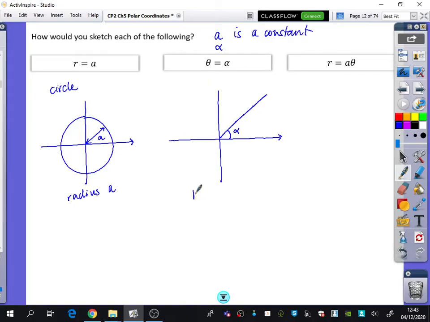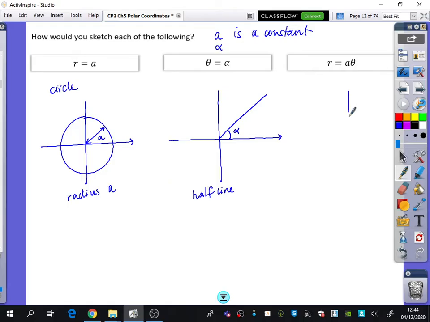So this one is just going to be a half line, and it's going to have an argument or an angle of alpha, and it's just coming from the pole. So that is what theta equals alpha looks like. It is just a half line. It does not go down into the other part of the graph that we've got there. It will only be a half line.